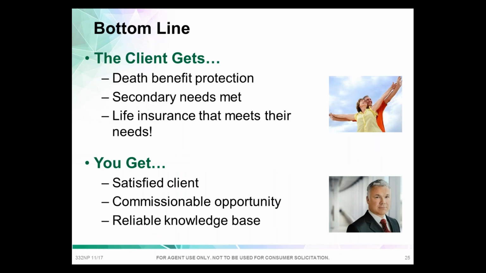And the bottom line here is the client's going to get death benefit protection. Secondary need is being met. That's their cash value. And really life insurance that can meet more than one need. It can meet their cash value needs and their death benefit needs, and ultimately span that gap very well. You as the agent, you get satisfied clients and you get a great commissionable opportunity. But with all of this information that you gained in this series and what more is available on our website and with your marketing company and our sales development team, hopefully you've got a really good knowledge base. You got a lot of people here to help you. So if you're looking to take on something new this year, I'd encourage you to do that.